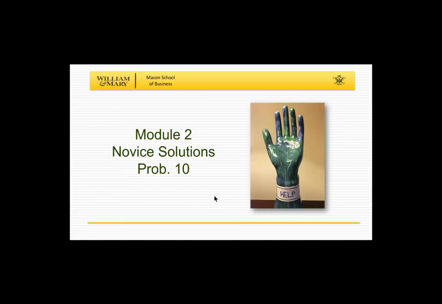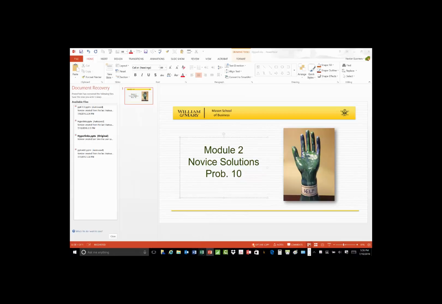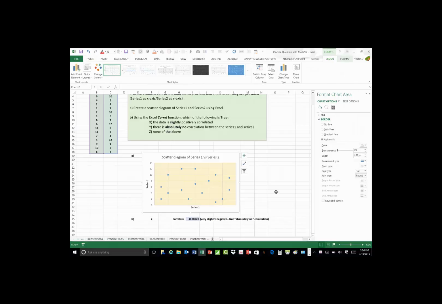We're in Module 2 looking at the Novice solutions, and this is the last problem in the set, problem 10. Relatively easy problem, but I had to put it in a separate workbook because we did the pivot table one and the one before, and there's not enough room there. So let's get to our worksheet. Here's our worksheet. Here's problem 10.